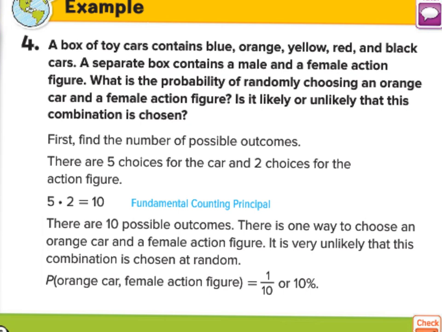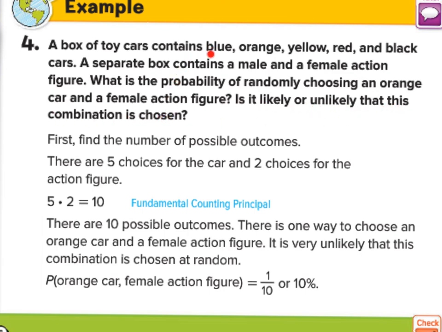Question 4. A box of toy cars contains blue, orange, yellow, red, and black cars. So that's 1, 2, 3, 4, and 5, right? A separate box contains a male and female action figure. So that's 2 options right there. So we have 5 options times 2 options. What is the probability of randomly choosing an orange car and a female action figure? Is it likely or unlikely that this combination is chosen?